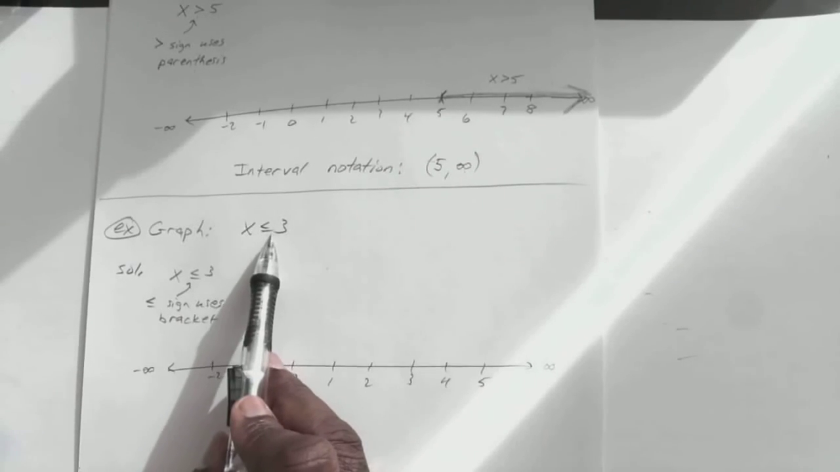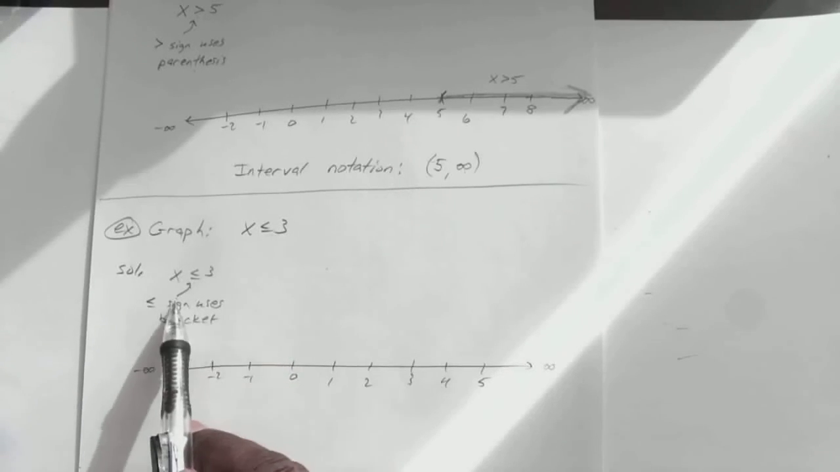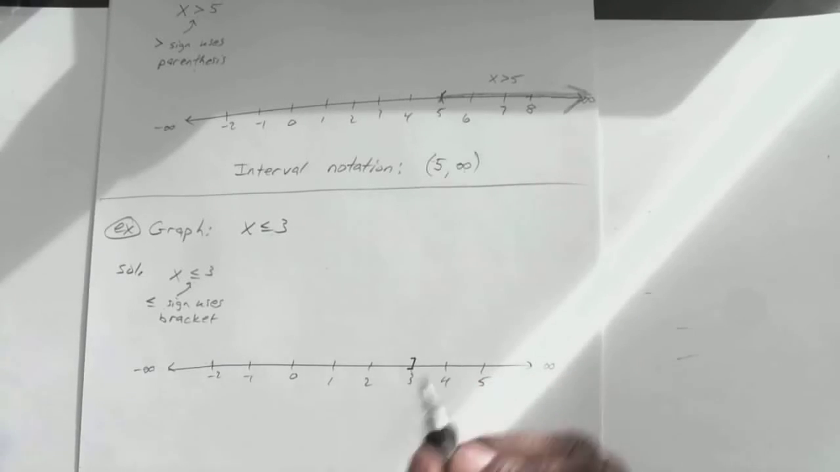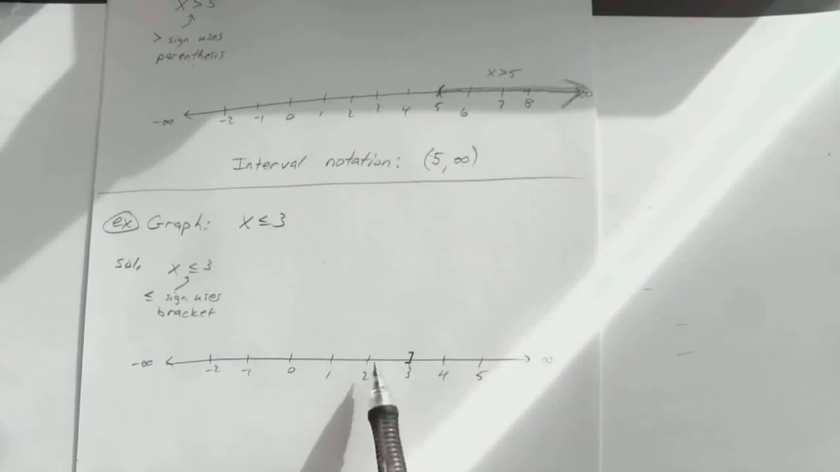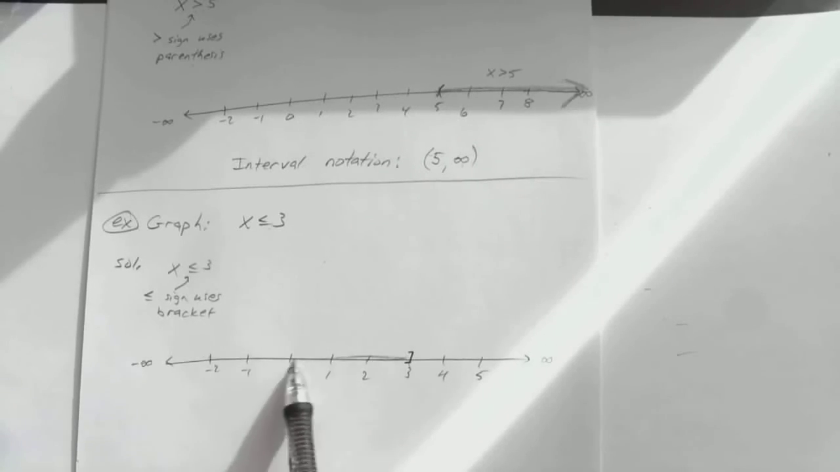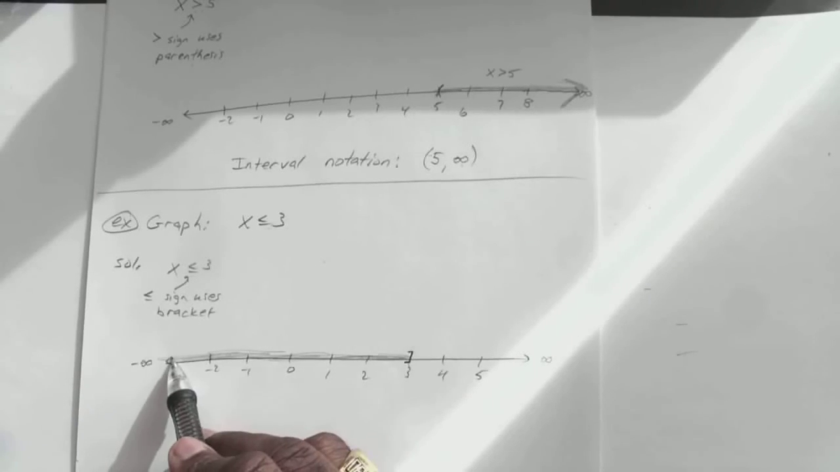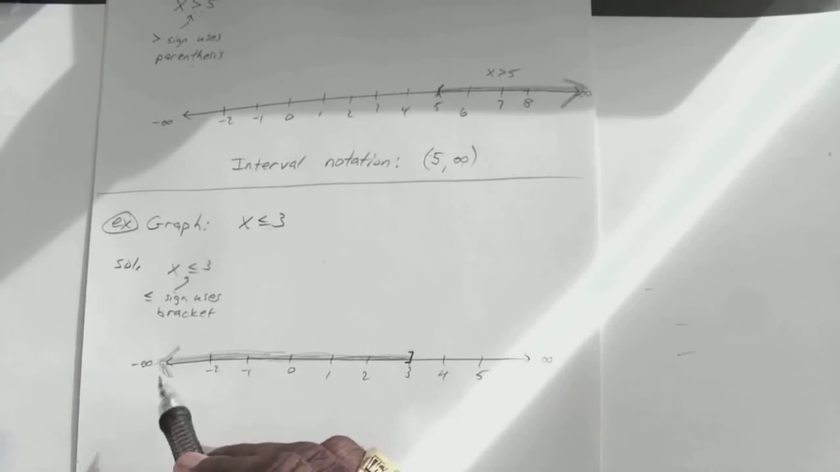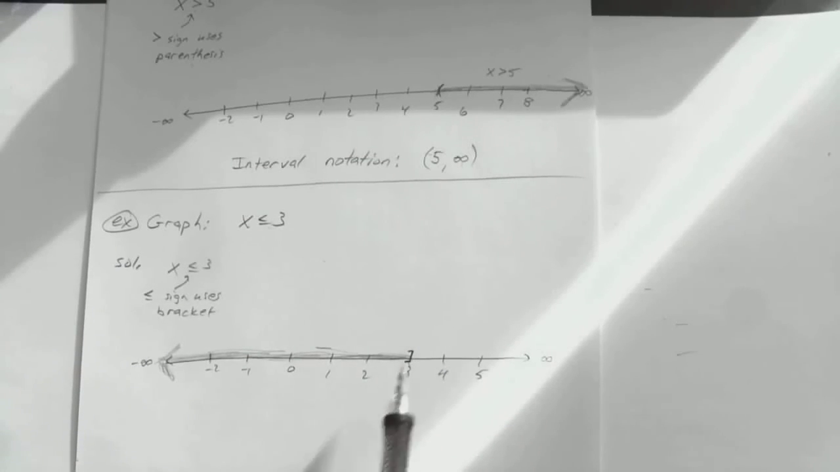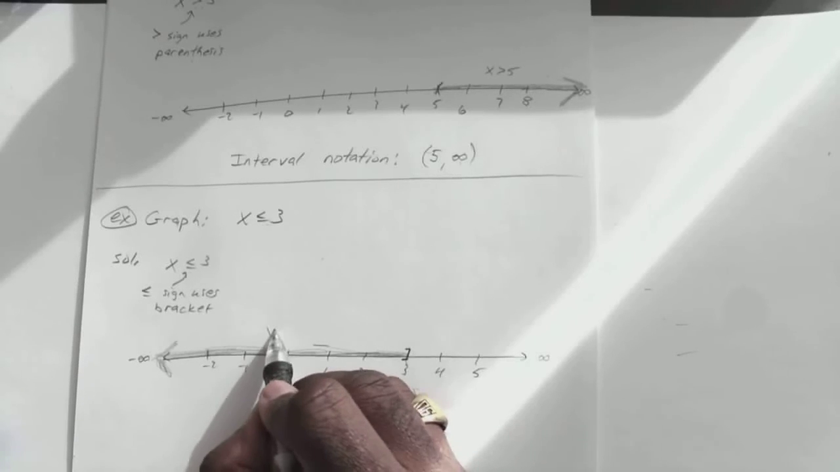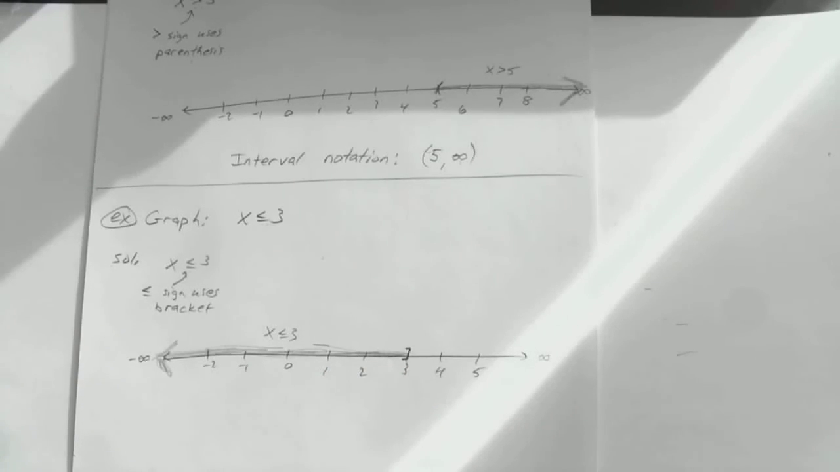So now we're looking at 3. So since we're looking for everything less than or equal to 3, we have that less than or equal to, so we put a bracket right at 3. Since we're going everything less than 3 gets shaded in. Okay. So that means that shaded part represents our less than or equal to 3. You can pick any value there, and that would make that true.